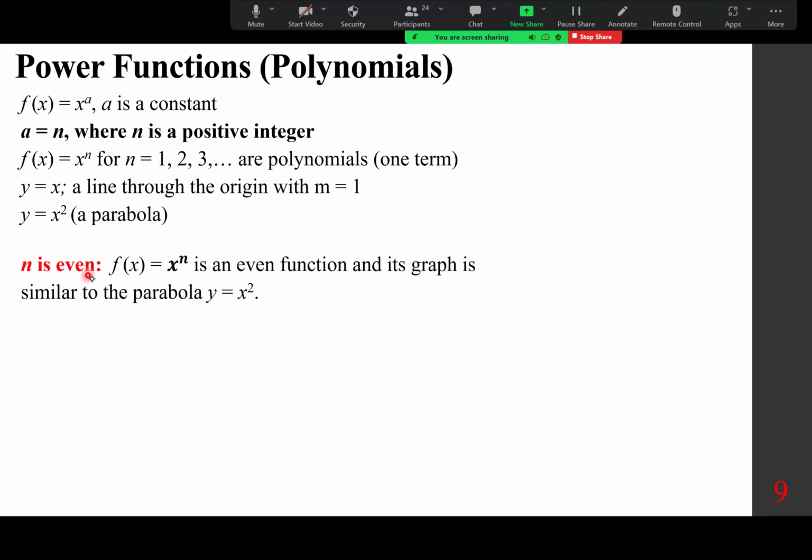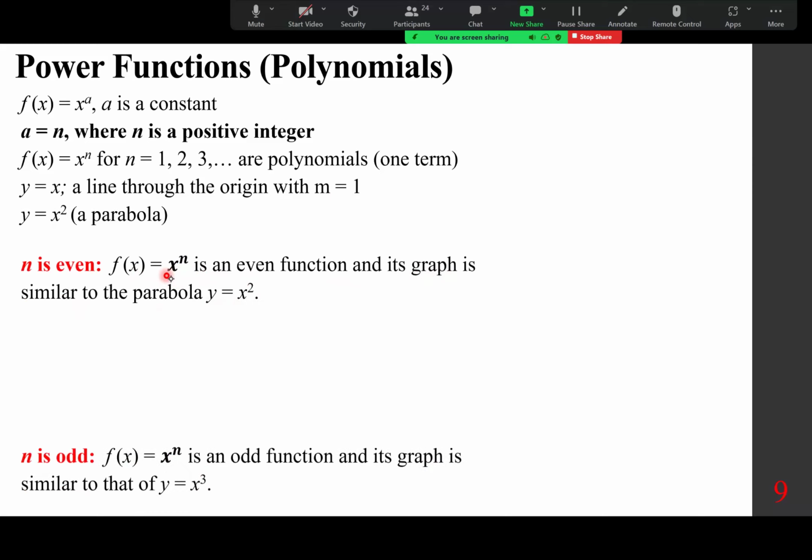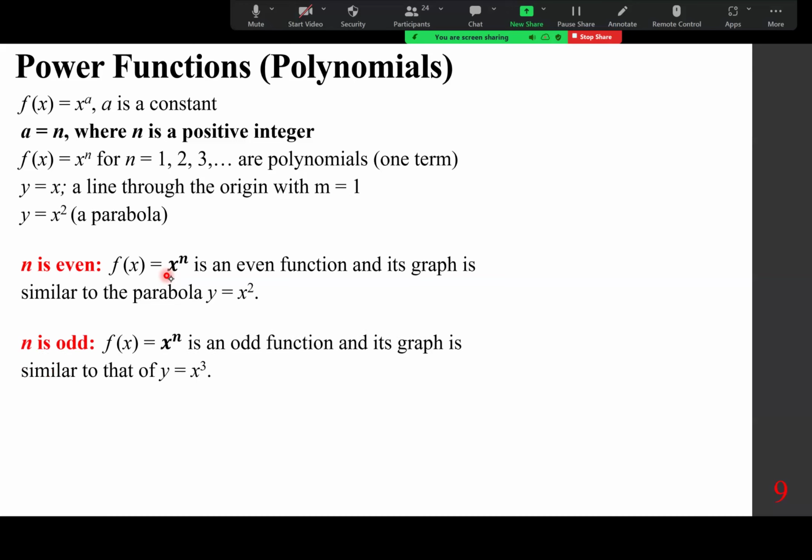When n is even, that means the degree is even. f of x equals x to the power of n is an even function, and its graph is similar to the parabola y equals x squared, meaning it opens up if the leading coefficient is positive, opens down otherwise, and the concept of end behavior is coming up. When n is odd, f of x equals x to the power of n is an odd function, and its graph is similar to that of y equals x cubed.